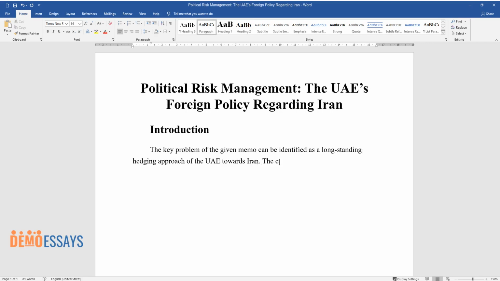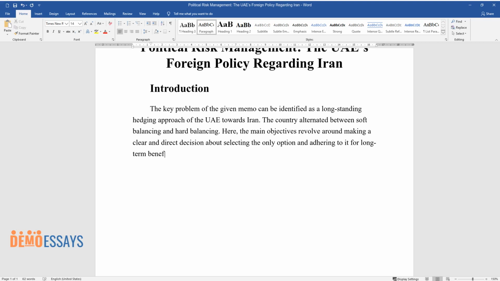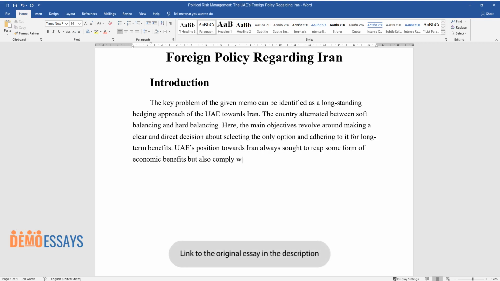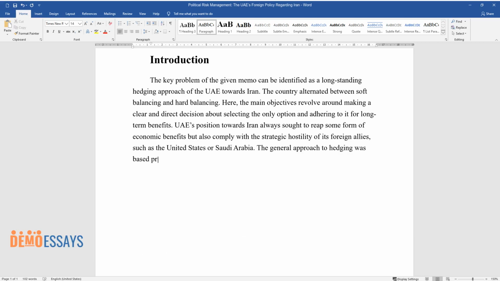Iran. The country alternated between soft balancing and hard balancing. Here, the main objectives revolve around making a clear and direct decision about selecting the only option and adhering to it for long-term benefits. UAE's position towards Iran always sought to reap some form of economic benefits but also comply with the strategic hostility of its foreign allies, such as the United States or Saudi Arabia. The general approach to hedging was based primarily on the balancing between the stated approaches.